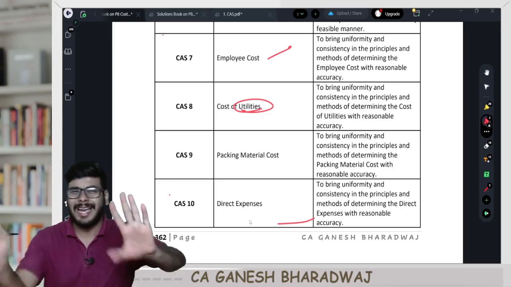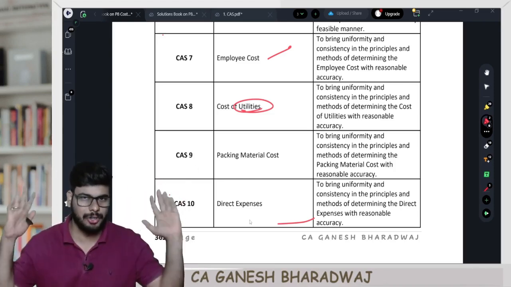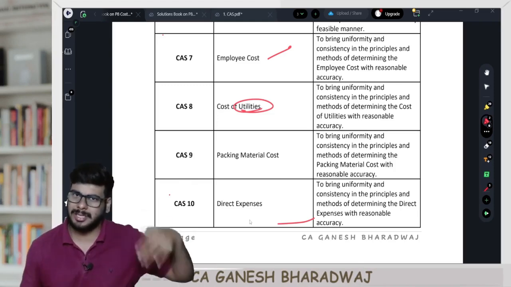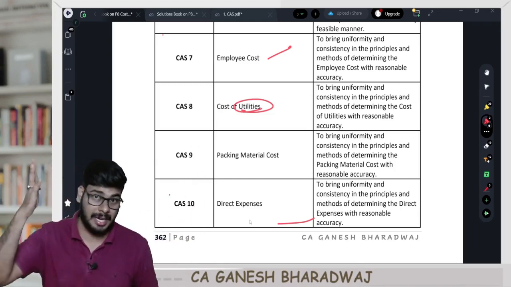How do you deal with it? Everything we have seen in the cost sheet chapter. Power costs: generally power cost is treated as POH. Some people even treat it as a direct expense.